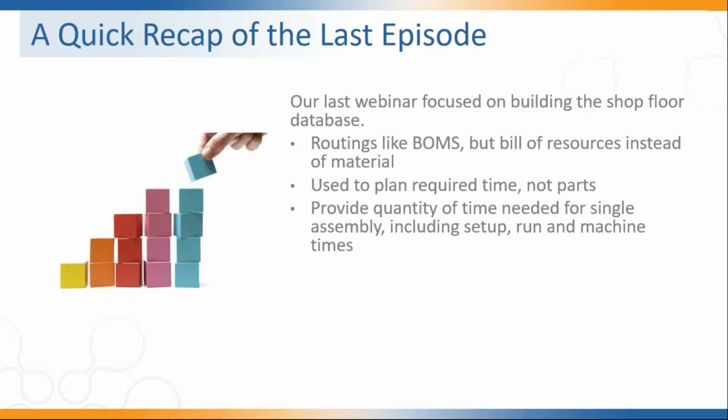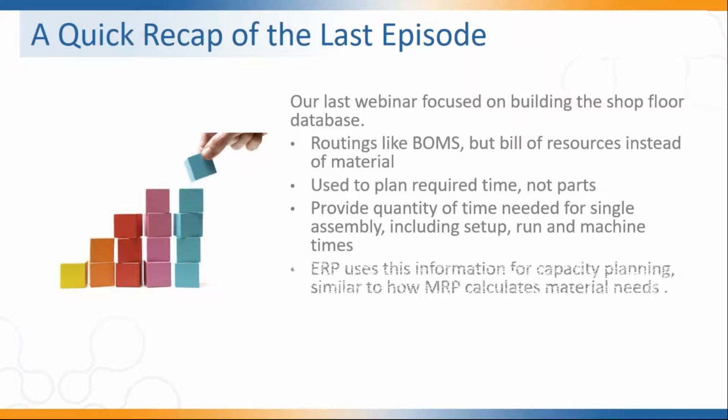The routing provides the quantity of time that's needed for a single assembly, including the setup, run, and machine times. Very similar to the way a bill of material provides the number of components that are required to build a single parent item. ERP then uses that information for capacity planning, similar to the way MRP calculates material needs. But here's a good question. Why do we even need capacity planning? If we have the material and we have the resources in the shop to put it together into an end item, what is capacity planning going to do for us?